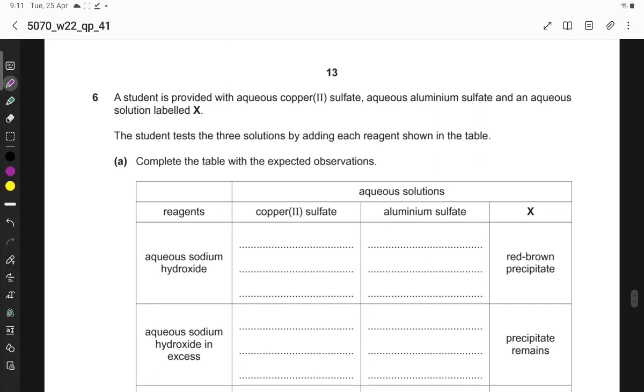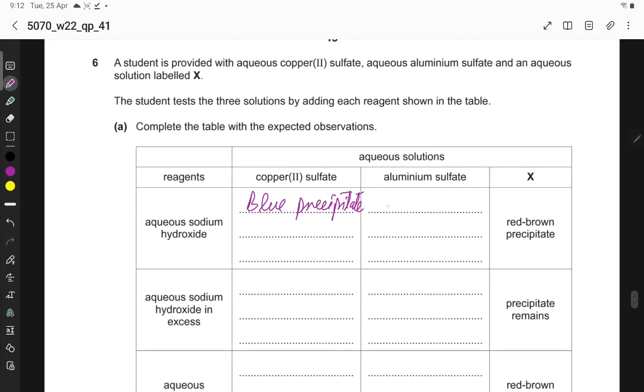Next question is the identification of cations and anions question. This is also a very important part of the 2023 paper according to the new pattern of the ATP paper. So aqueous sodium hydroxide, blue precipitate, and aluminum sulfate with few drops white precipitate. Excess, blue precipitate remains.